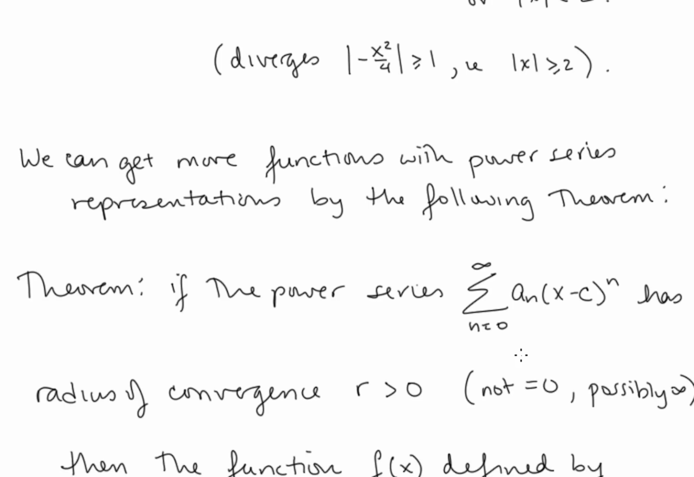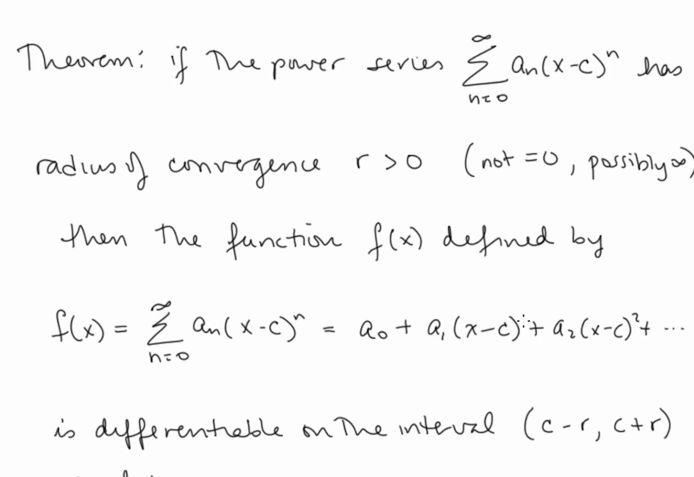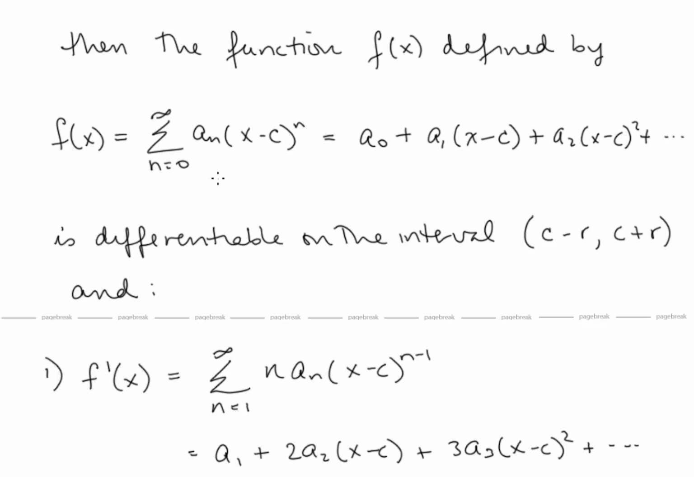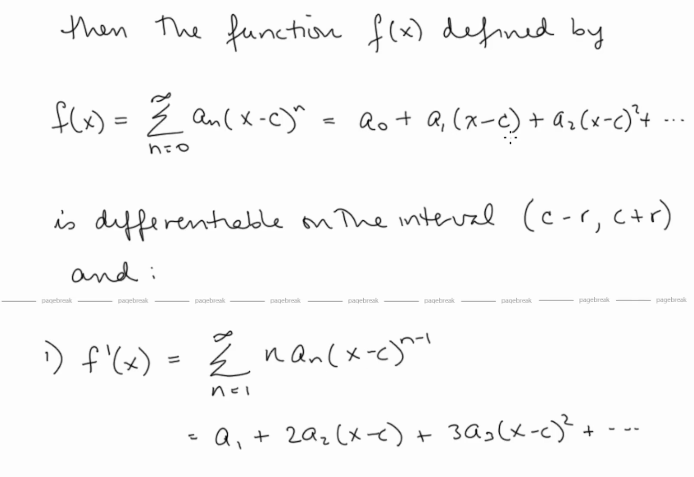We can get more functions with power series representations by using the following theorem. If the power series a sub n x minus c to the n has radius of convergence r that is greater than 0, in other words, it's not equal to 0, and it is possibly infinite, then the function f of x defined by this power series is differentiable on the interval c minus r, c plus r, and the derivative of this series is the series of the derivative of its terms. So term by term here, we can take the derivative.